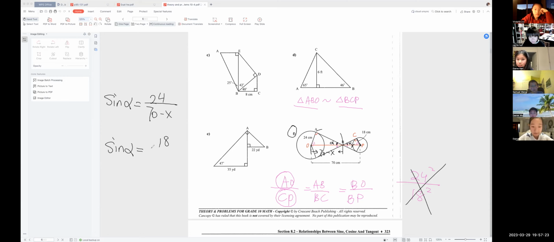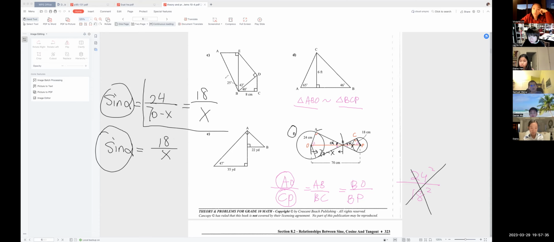18 over X. Very good. So both of them equal the same thing. Is it 24 over 70 minus X equals 18 over X, right? Because this one equals sine alpha, this one also equals sine alpha, so these two equal each other, correct? Yep.